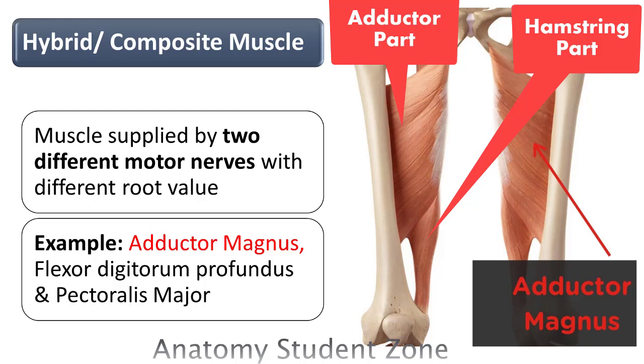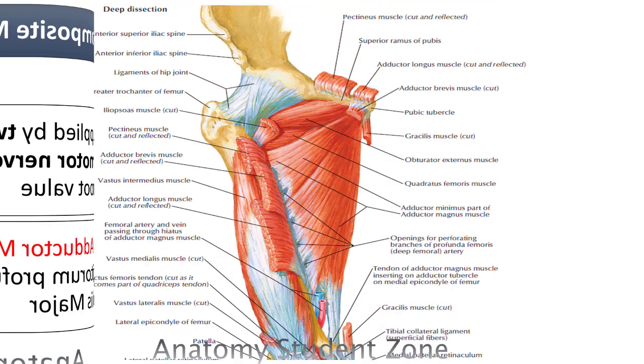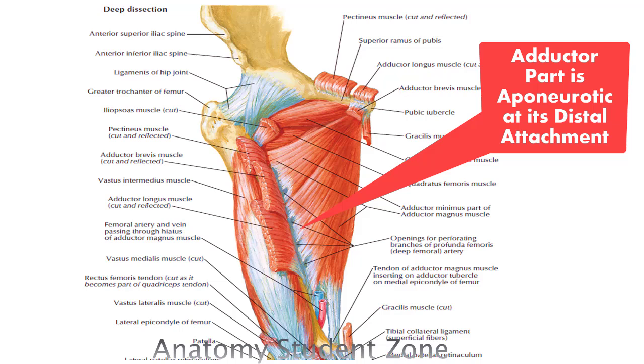Now the question is how we can identify these muscles. It's very easy. You can easily identify them because the adductor part fans out widely and this part is aponeurotic at its distal attachment. So the distal attachment of this part is along the entire length of the linea aspera of the femur.